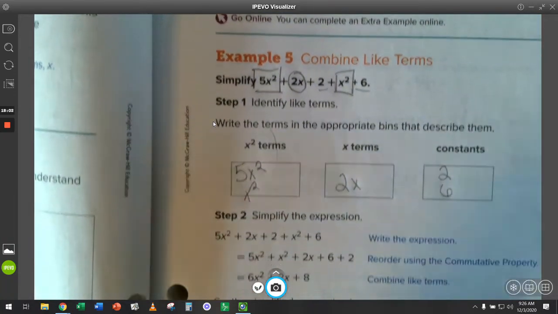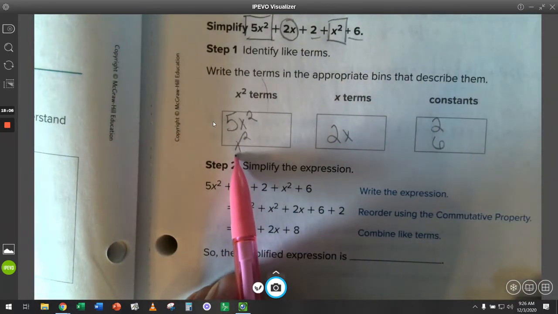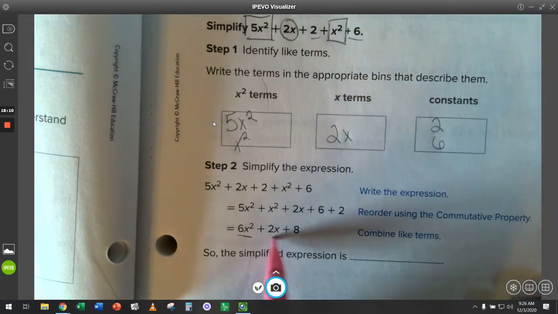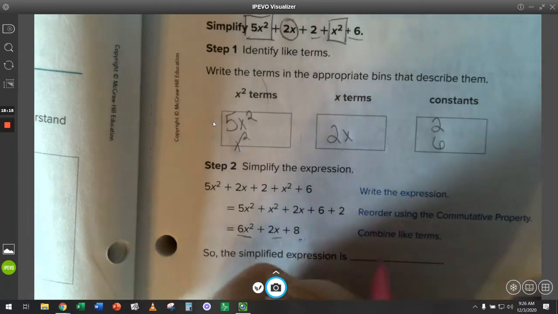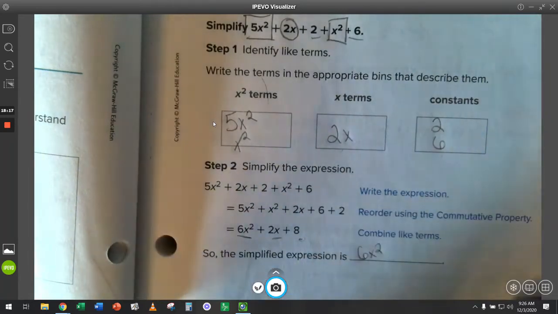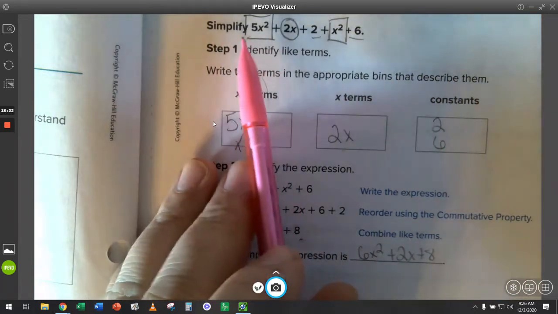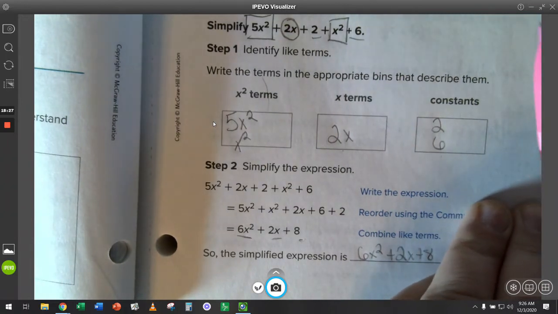Okay, so we can then combine those. 5x squared plus 1 more x squared would be a 6x squared. 2x is all by itself. And then we have a 2 and a 6, which would be 8. So the simplified expression would be 6x squared plus 2x plus 8. I really like to use symbols to help organize my thoughts, and that will help you as well.